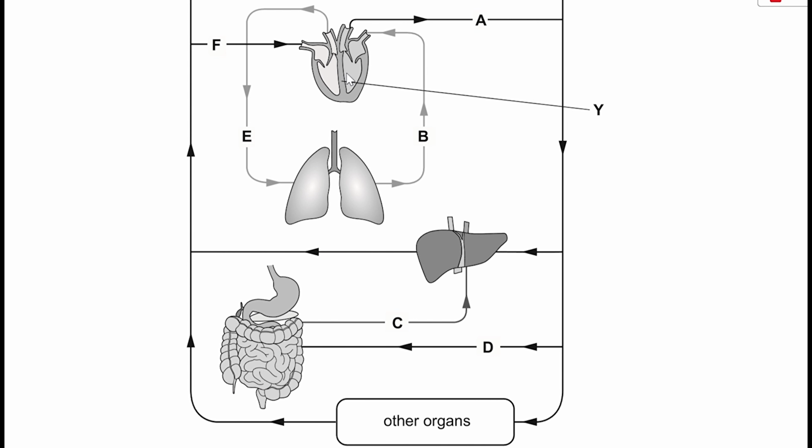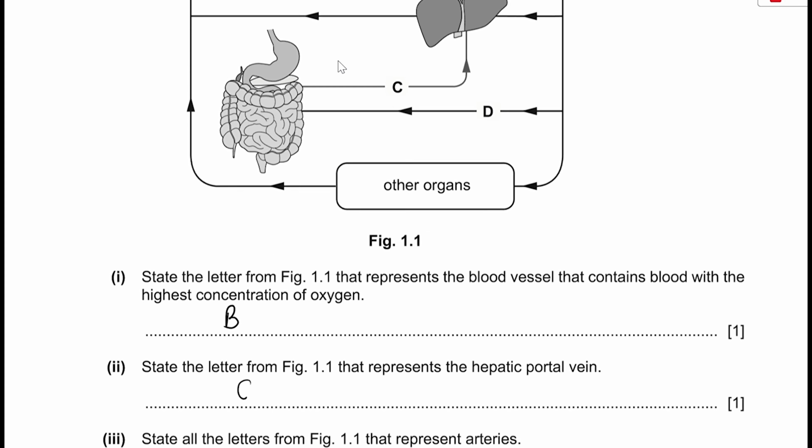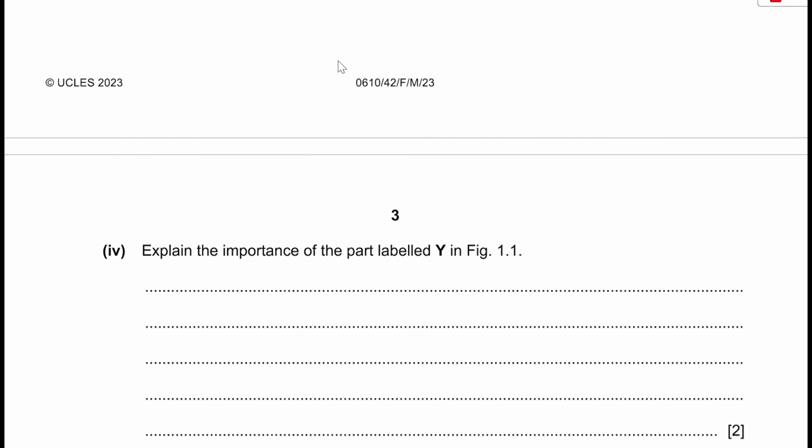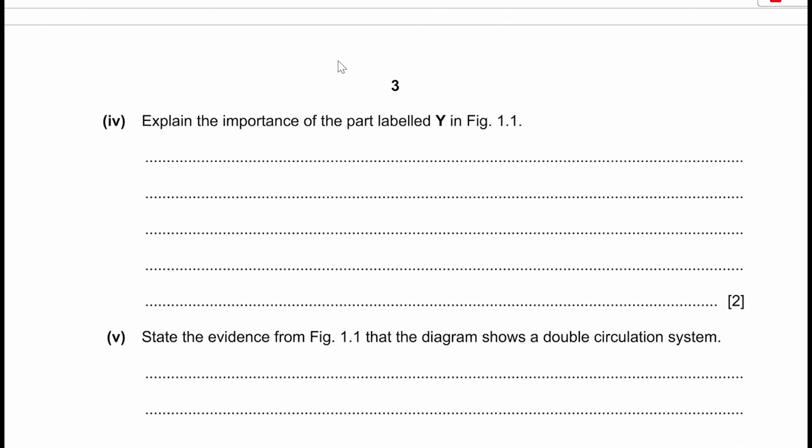The septum separates the left side of the heart from the right side of the heart, whereas the left side of the heart usually has blood filled with oxygen, while the right side of the heart has blood filled with what? With carbon dioxide. So in short, the septum prevents mixing of oxygenated and deoxygenated what? Blood.